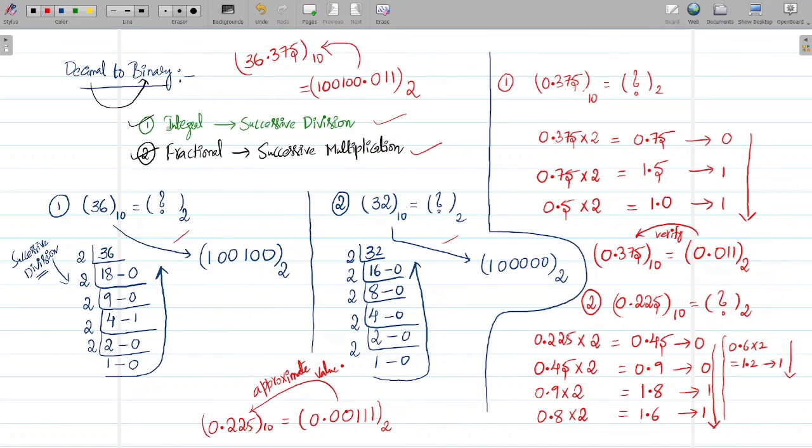Okay, so if the number contains only integral part, you can follow the successive division method. If the number contains only fractional part, you can follow successive multiplication. But if the number contains both integral part and fractional part, you can do them separately and add them. You will get the equivalent binary value. Okay, hope you have understood how to convert the decimal number into binary number. In the next video, I will come with some more examples with other conversions.